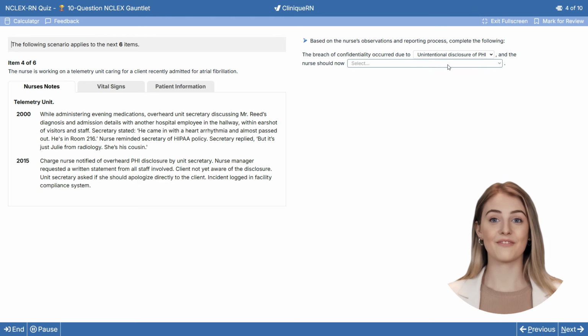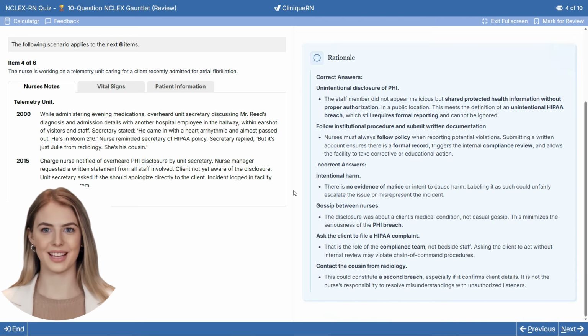Correct answer. Follow institutional procedure and submit written documentation. Rationale. The nurse's responsibility ends with proper reporting, not fixing or confronting. Submitting a written statement ensures there's a formal record and triggers a compliance review. It also protects the nurse by showing accountability.